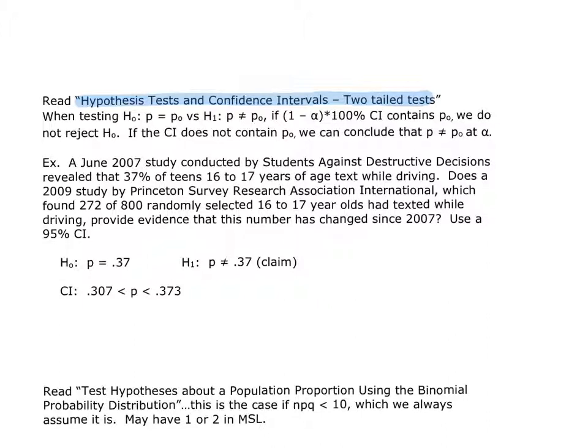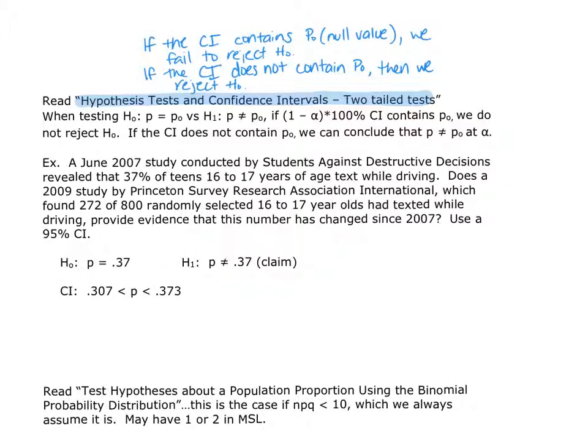If our confidence interval contains our null value, we do not reject the null. If the confidence interval does not contain the null value, then we conclude that it's not true and we will reject. Again, to summarize, if the confidence interval contains the null value, we fail to reject. If the confidence interval does not contain the null value, then we reject the null hypothesis.